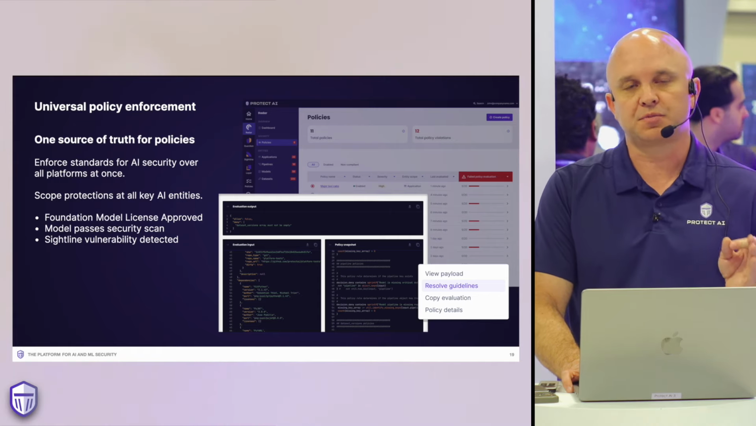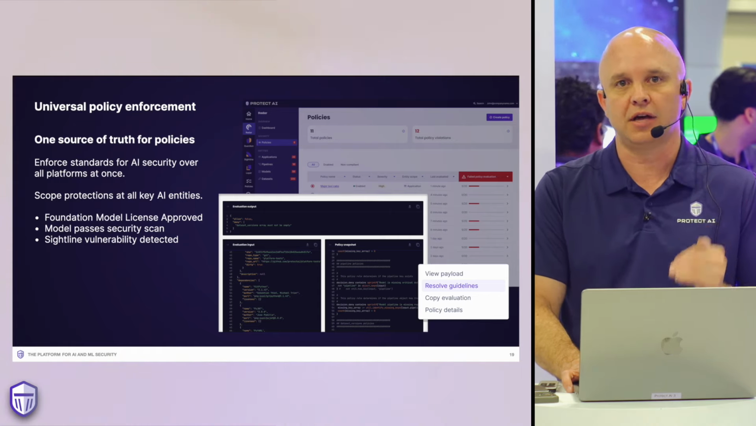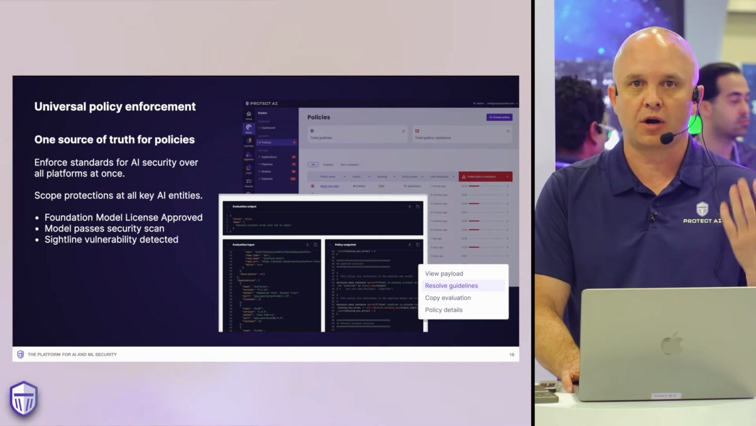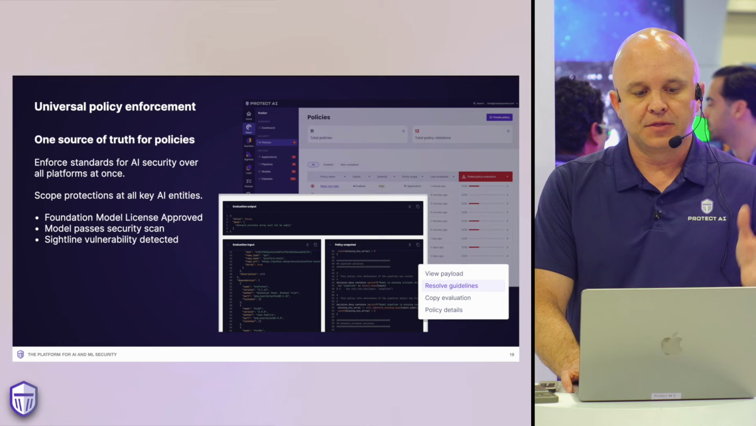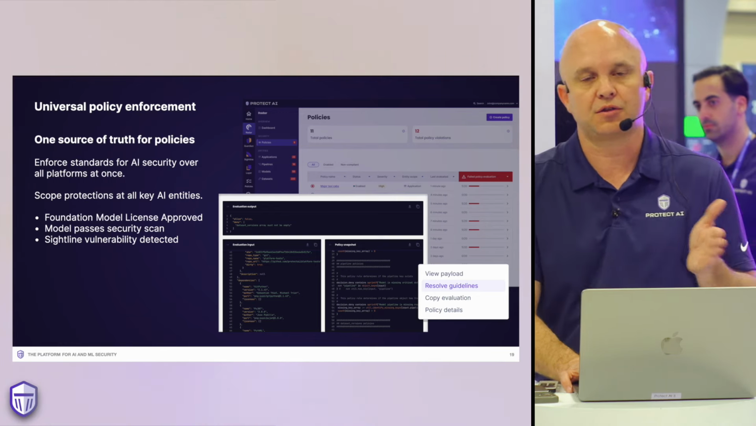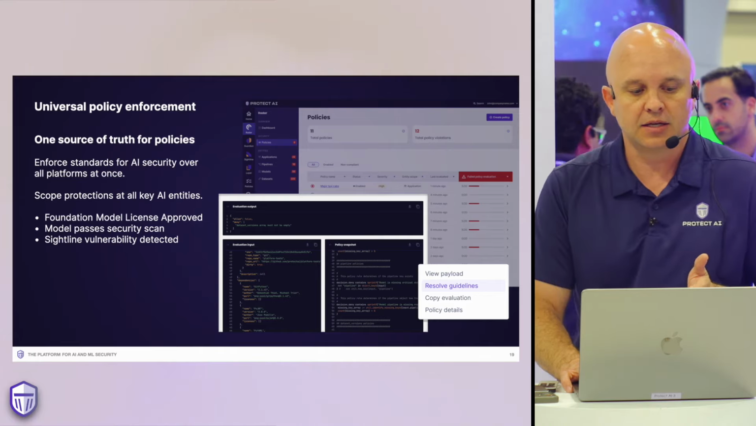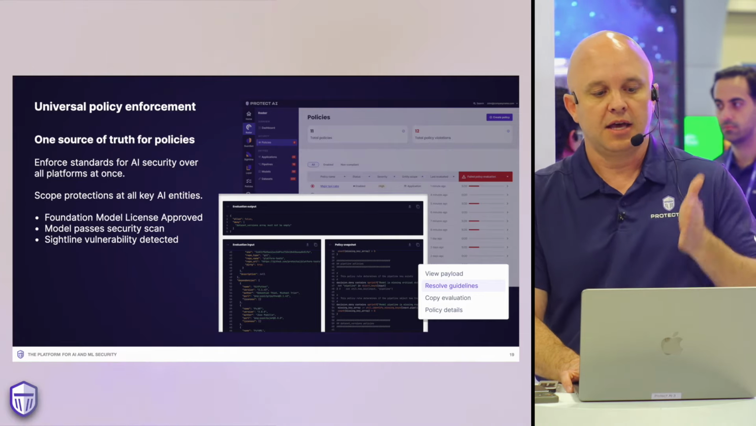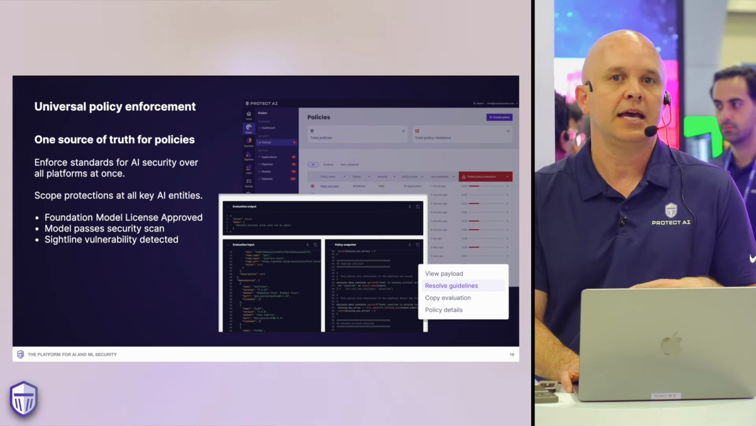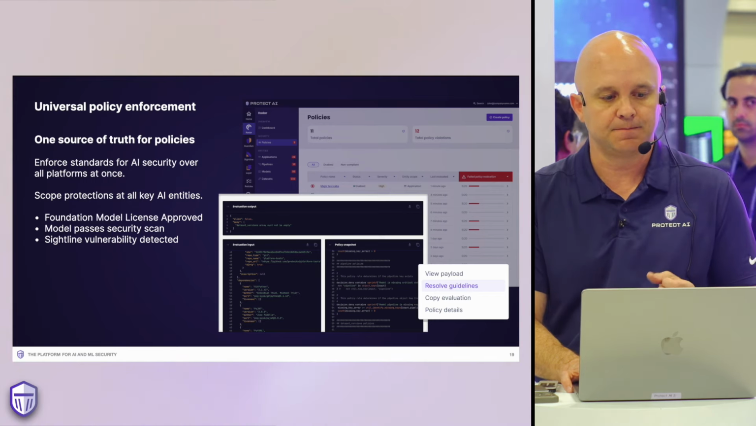And you can scope those protections at any entity level you like, whether it's the application, the data set, the model, or the pipeline, or a combination of those entities. Those models can be invoked against security scans, first-party, third-party security checks, and, when coupled with Sightline, can give you accurate information around vulnerabilities that are detected and need to be immediately remediated.